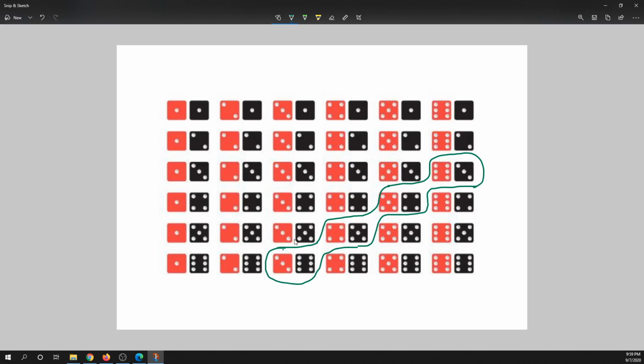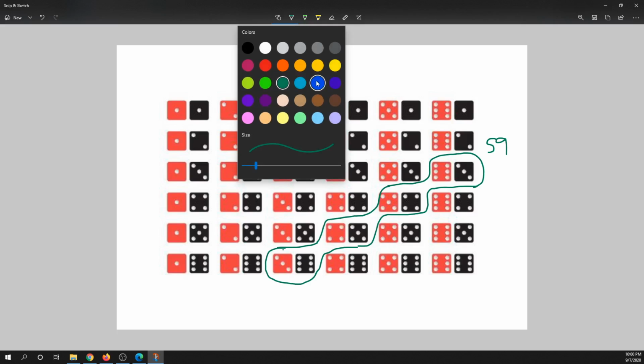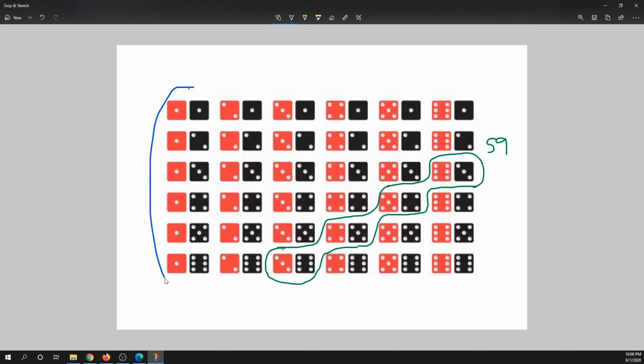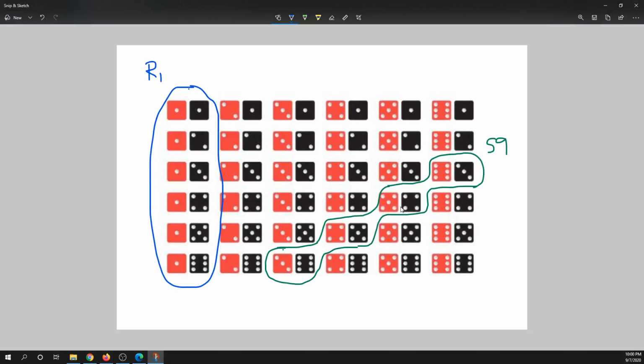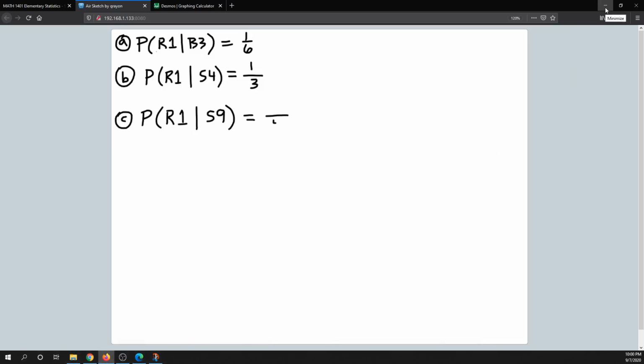You can see I have circled all of the outcomes where the sum is equal to 9. Next up is R1. That's the event that the red die comes up to be a 1, and that would be all of these again. Our sample space is the event S9, so the number of things in S9 is going to be the bottom number here. That's 1, 2, 3, 4 things, so the bottom number will be 4.